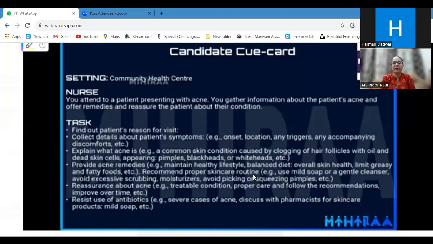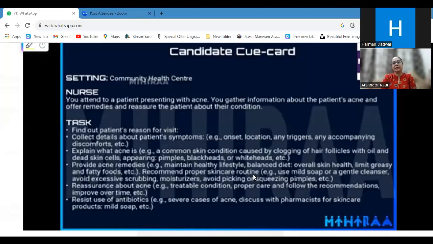But sometimes there might be some discomfort like pain, pus formation, and even the surrounding area that is inflamed. So in this way, these are the accompanying discomforts along with acne. Now go with the next part, that is, explain what acne is. Now this is the role of the nurse.